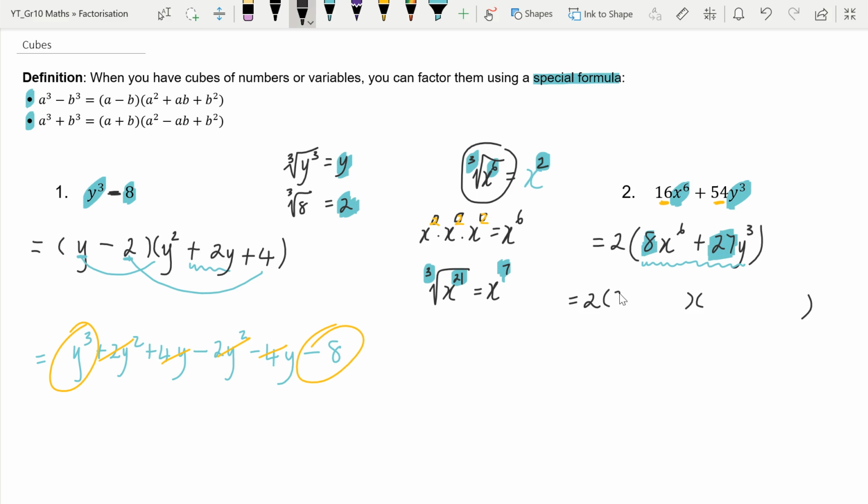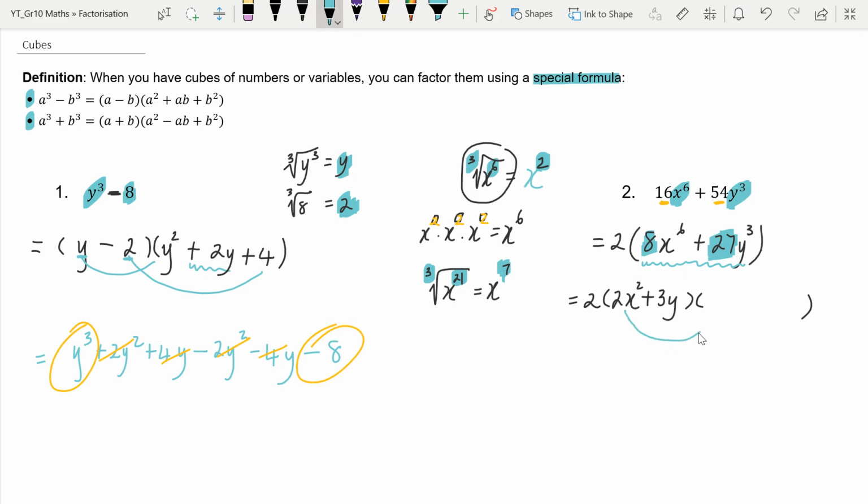Cube root of 8, so I've got 2, and then x, that is being squared. And then plus, the sign must stay the same as in the question. And then the cube root of 27 is 3, and then just y. So there's our first bracket. Let's find our second bracket.